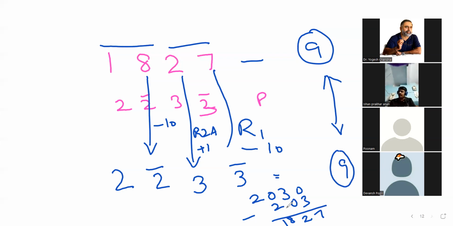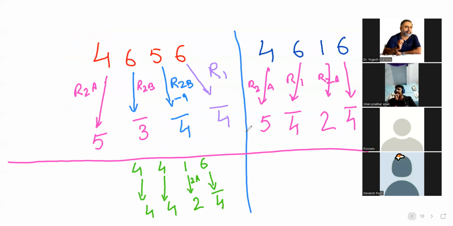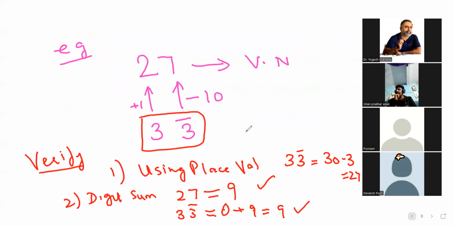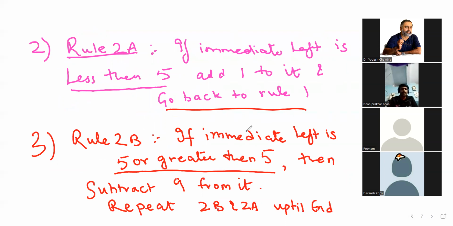Yes, Sudhanshu. Didn't understand? Sir, I'm a little bit confused here actually. Ask. Sir, for example, first I did minus 10 on 7 and 3 bar came, then second I added +1 on 2A, then third, this rule again, which you wrote in 2b, subtract 9 from it, repeat 2b. No, not 2a. First look at this, 2a: if the immediate left is less than 5, add 1 to it. Yes sir. After doing that, what is it? Go back to rule number 1.